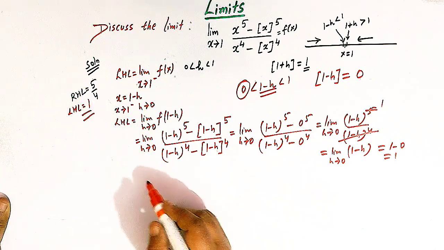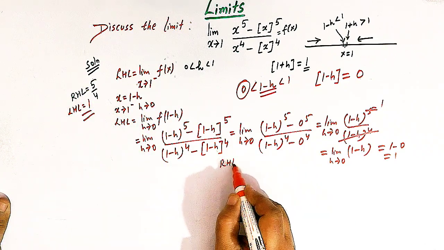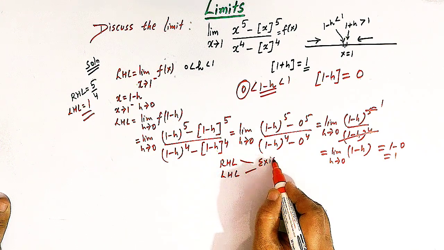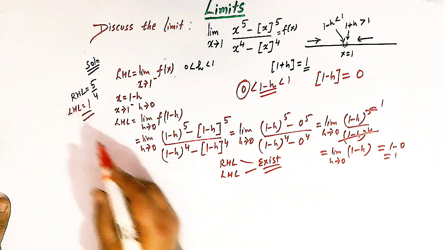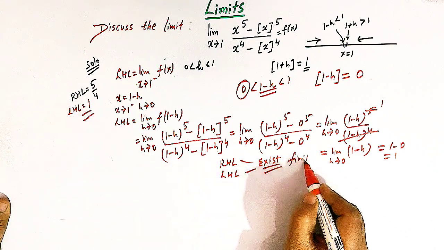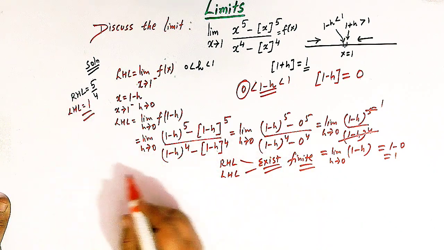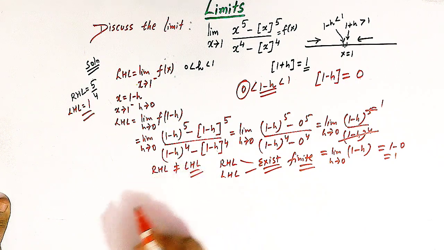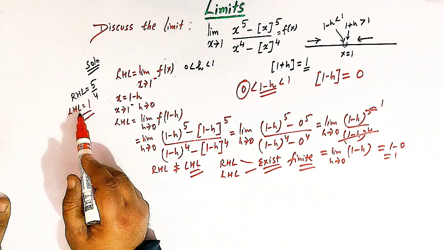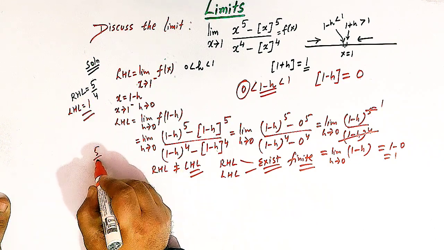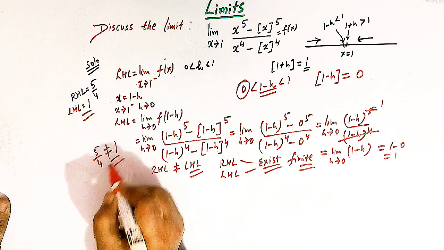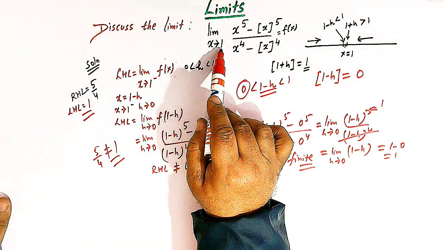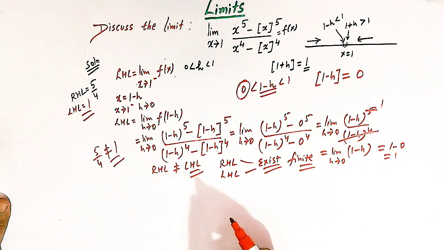So we can see that the right hand limit and the left hand limit both exist, right? So here both the limits exist and they are finite. But the important thing is that the right hand limit is not equal to the left hand limit, right? So these two limits are not equal to each other, because 5 by 4 is not equal to 1. So we can say that the limit of this function when x approaches 1 does not exist, right?